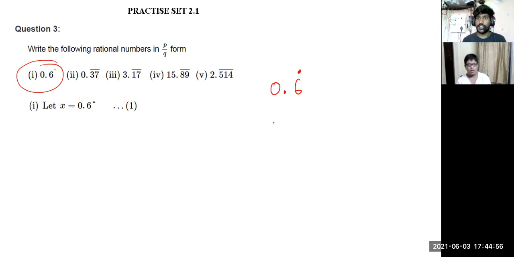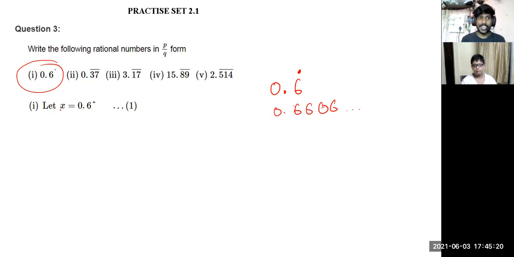6 is recurring. A dot means recurring. When do you put a dot? If just one number is recurring, then you put a dot. If two numbers are recurring, then we put a dash on it. So this means it is 0.66666 and so on, dot, dot, dot. That is the meaning of the dot on it.